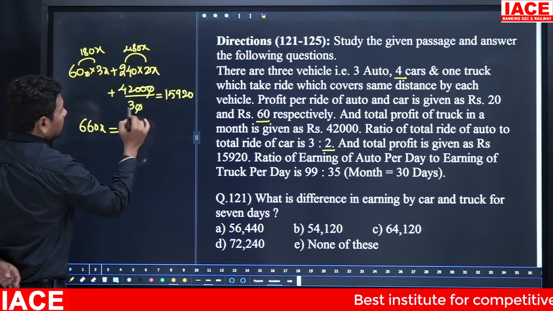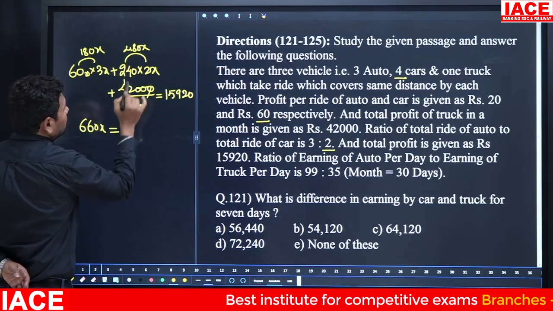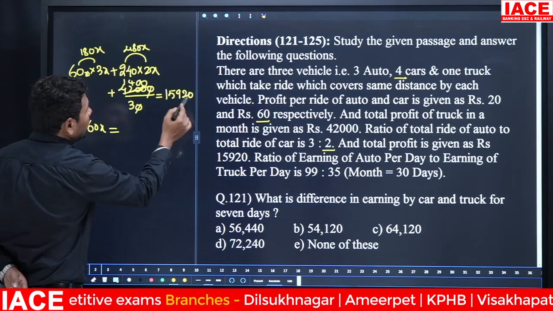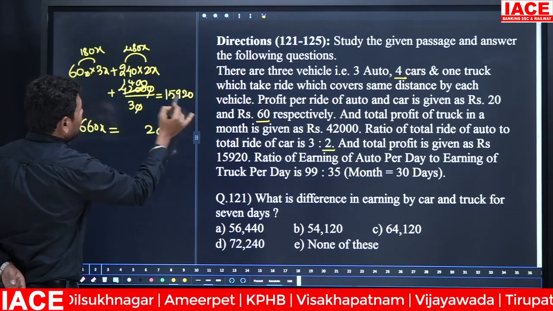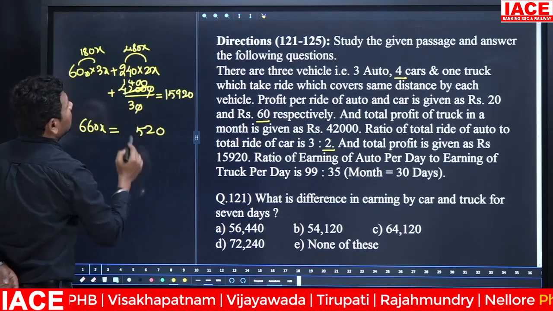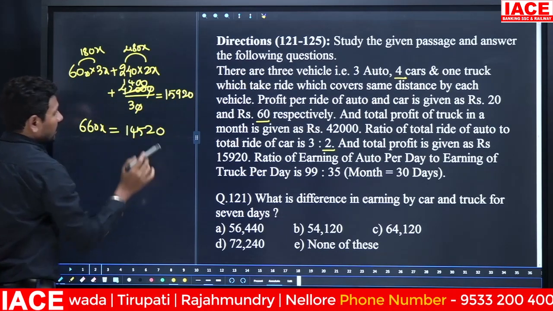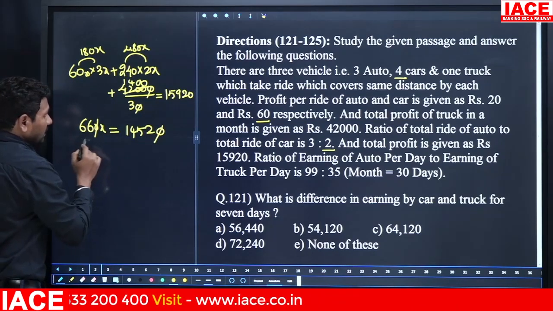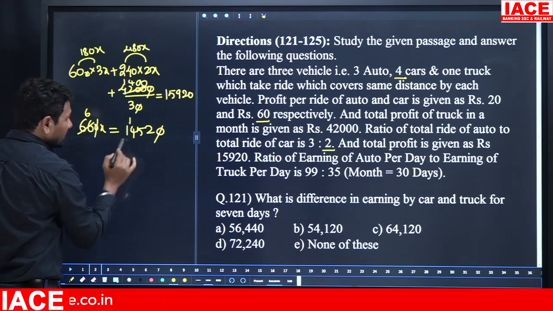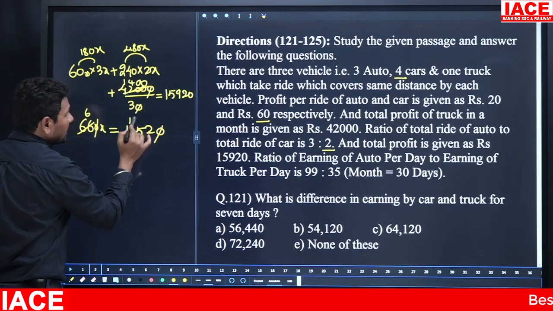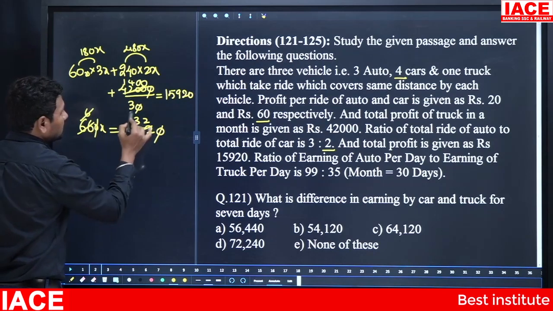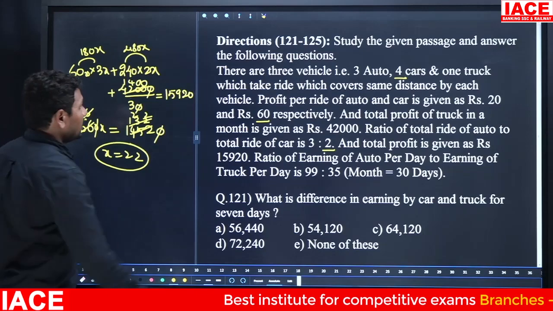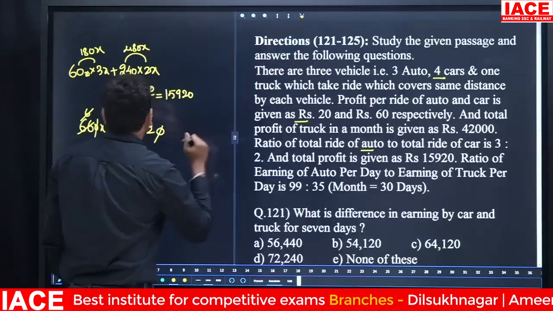Here the zeros will be cancelled. This 1400 is removed from 15920. 15920 minus 1400 gives 14520. Cancelling the zero on both sides and dividing by 11, we get the remaining value, so finally x is equal to 22. Based on this we have to create a table.